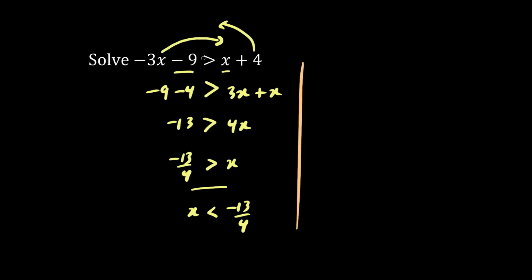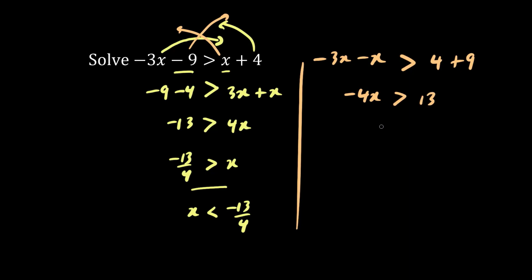For the sake of practice, let's this time do the same question but throw this x to the left. So this inequality remains the same, and we have -3x minus x, and we'll throw this -9 to the right. So we have 4 plus 9. -3x minus x is -4x, and 4 plus 9 is 13.